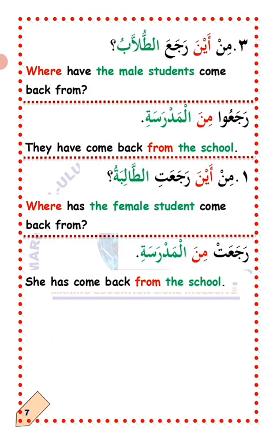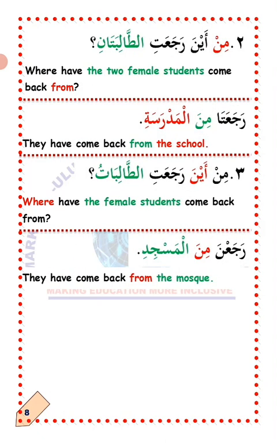لعلك فهمت? I hope you understand. ما شاء الله. اثنان, number 2. من أين رجعت الطالبتان? Where have the two female students come back from? Now the answer, رجعتا من المدرسة. رجعتا, they have both come back. من المدرسة, from the school. Min must give kasra to the last letter of al-madrasa as indicated on the screen.